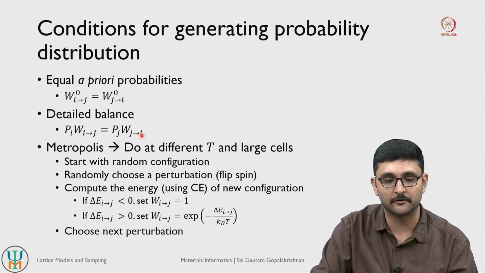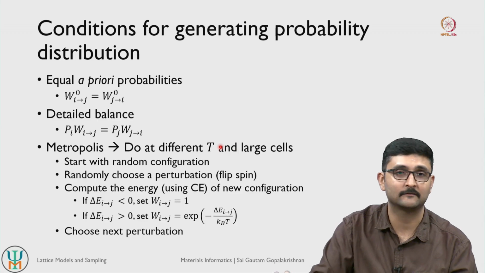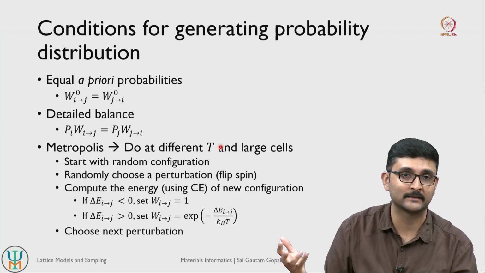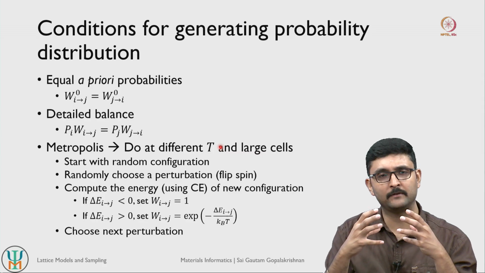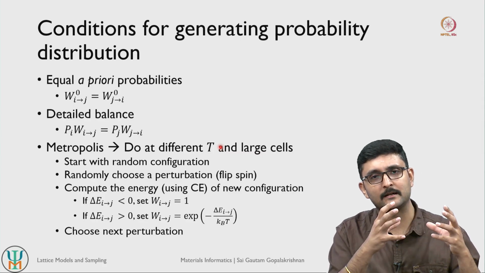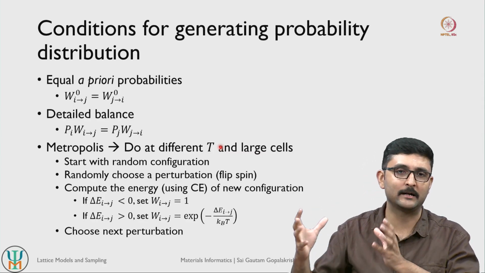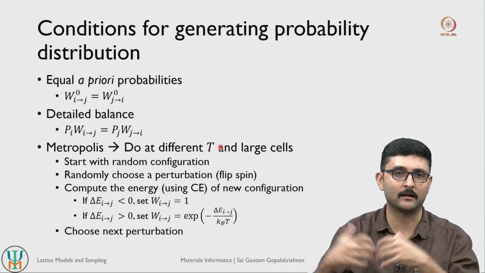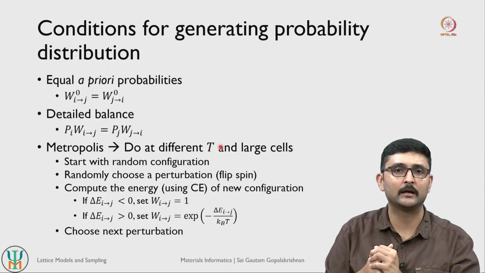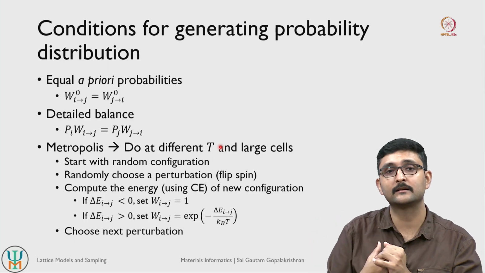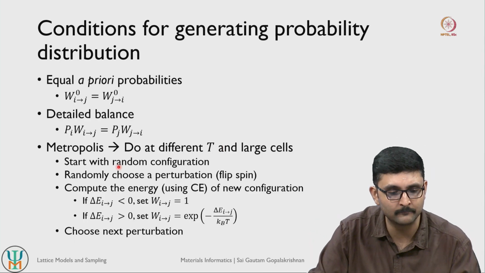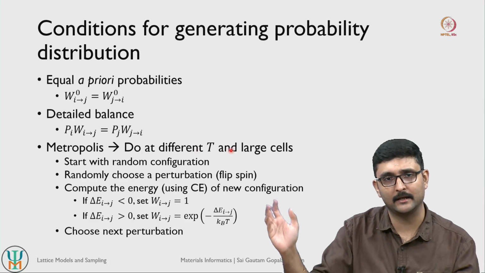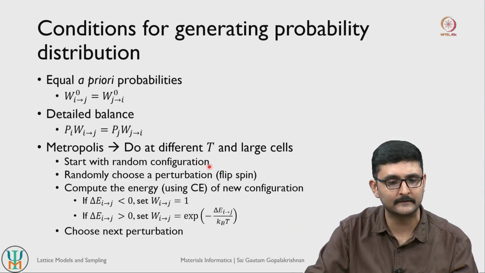So how do we practically implement Metropolis? We have to do the sampling at different temperatures as well as different supercell sizes. Typically when we build a cluster expansion, we build it in a smaller cell, and then when we do Metropolis or Monte Carlo, we have to sample in a larger supercell so that we can get the phase transitions more accurately. So we do it at different temperatures and different supercell sizes.